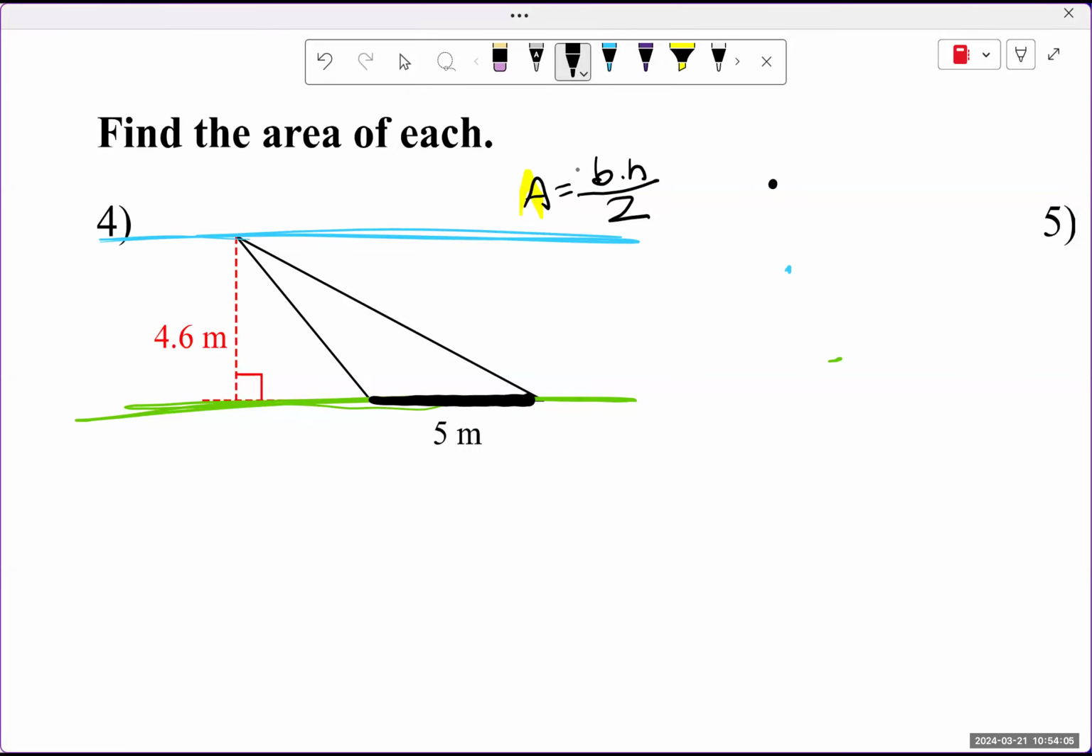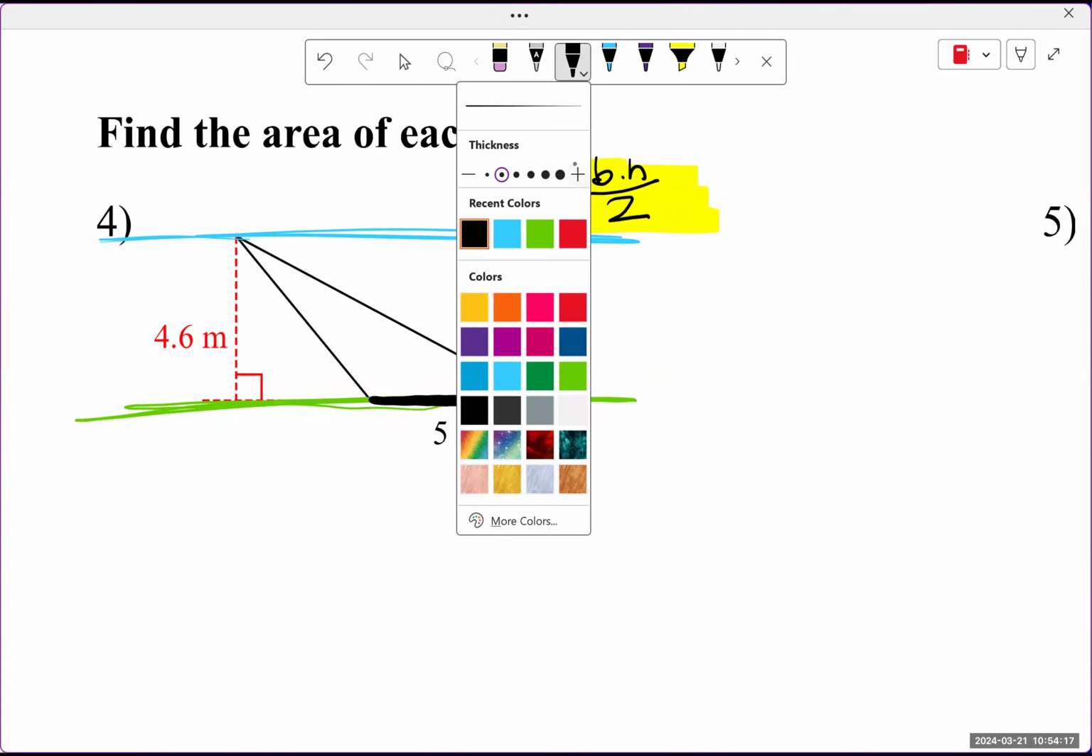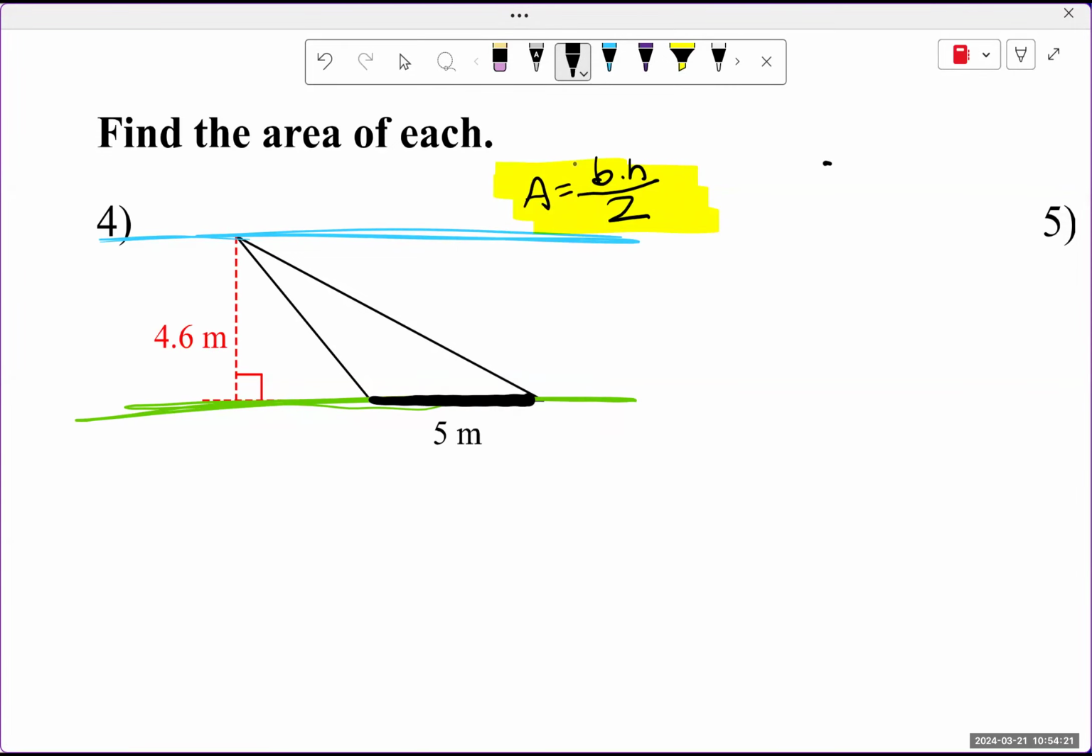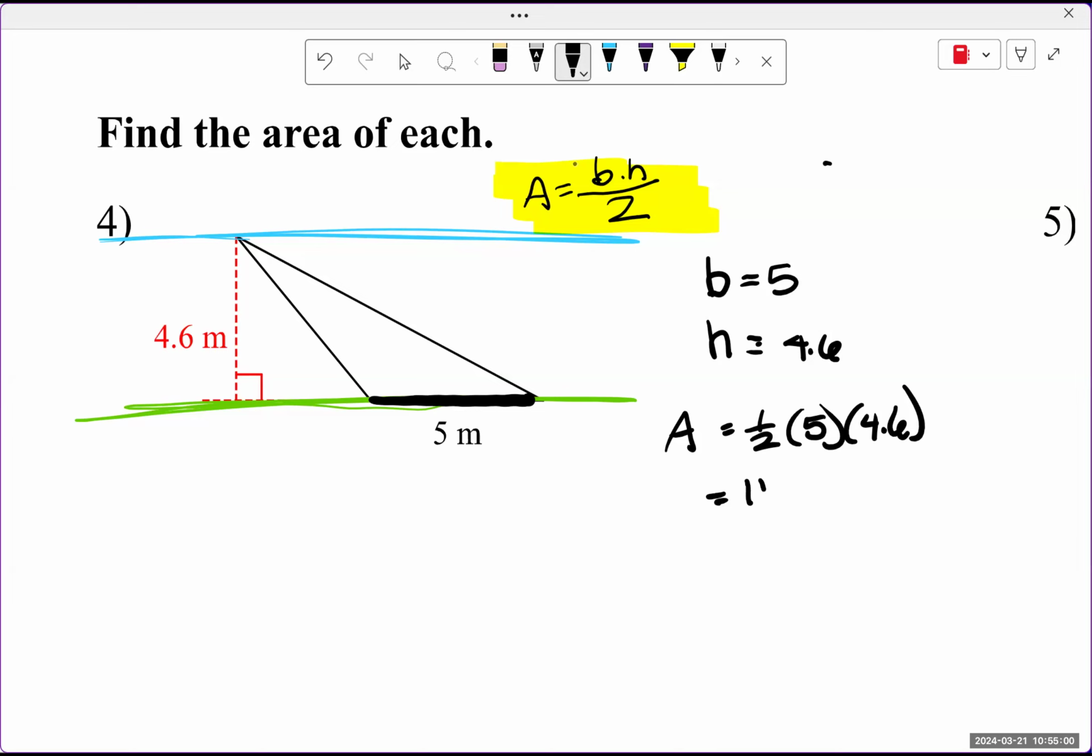Okay, we're not going to use Pythagorean theorem. We're going to use our area formula. So the base is the part where the triangle touches the grass. So the base is 5. The height is the vertical distance from the ground to the sky. So the height is 4.6. So we have 1/2 times 5 times 4.6 equals 11.5.